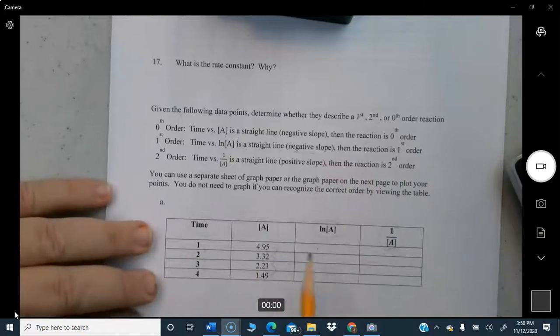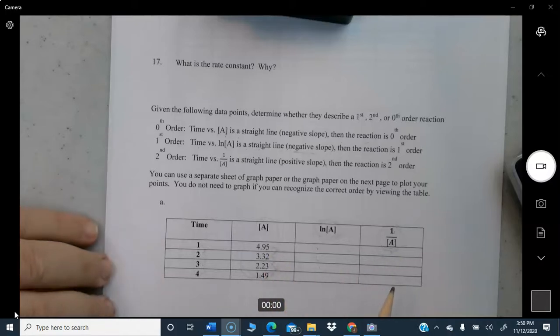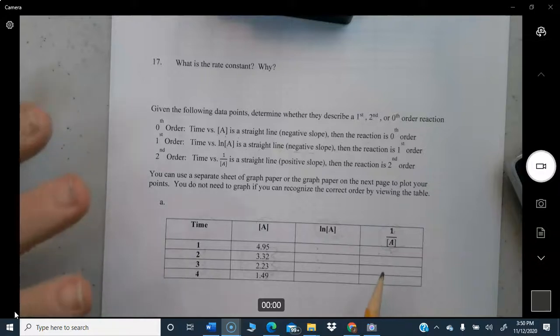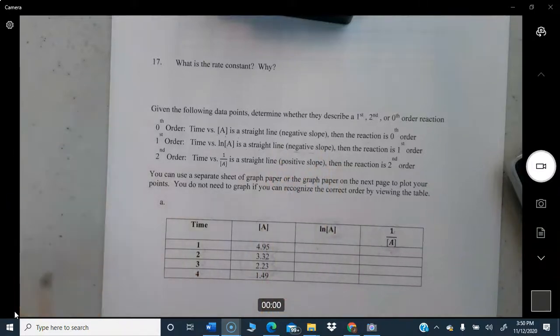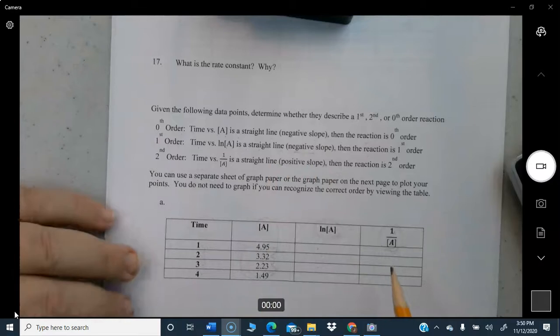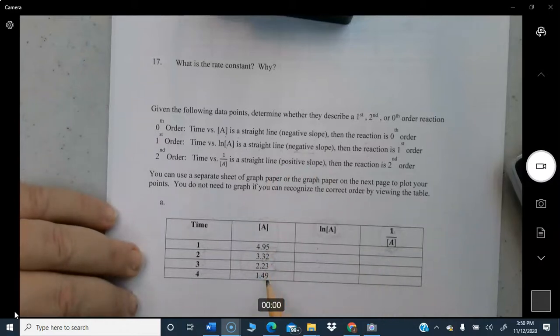If that didn't give you a straight line, you've got to go to the third one: 1 over this number right here. So 1 over 4.95, 1 over 3.32, 1 over 2.23. And it's possible, by the way, that the reaction is none of these. It doesn't have to be one of those. But anyway, you take the reciprocal of each of these, and you check. You do the same thing with the differences and see if you get a straight line. And if you do, then that means second order.